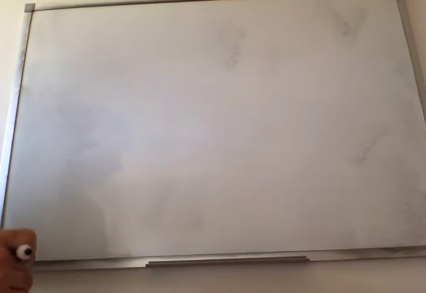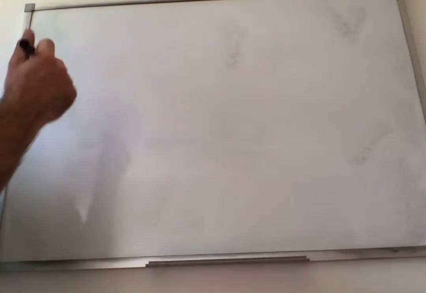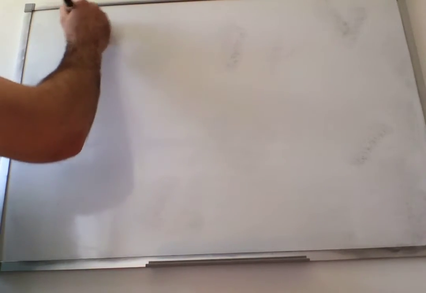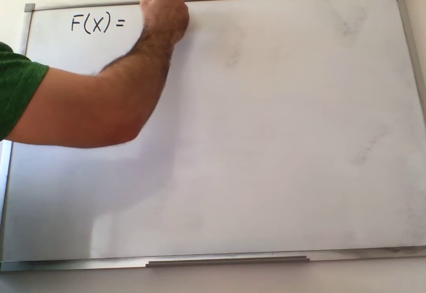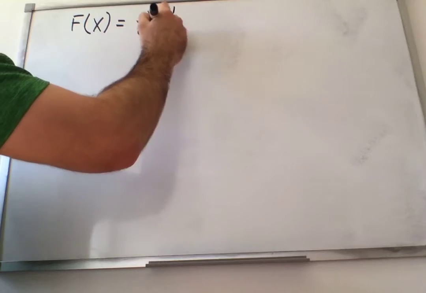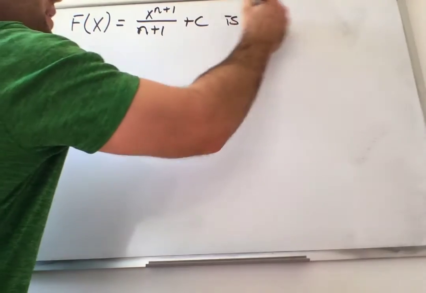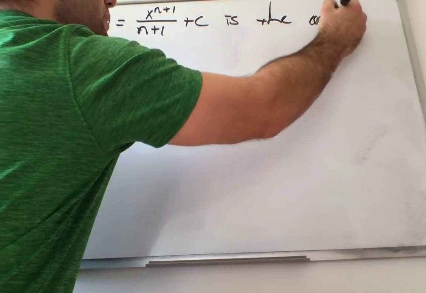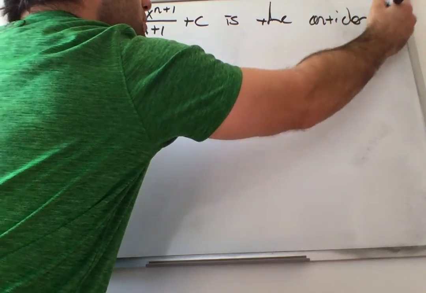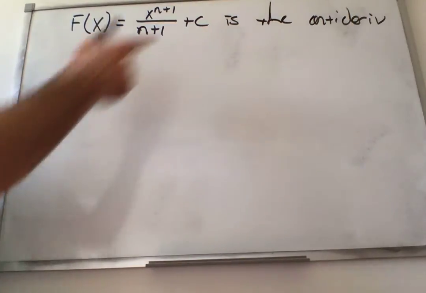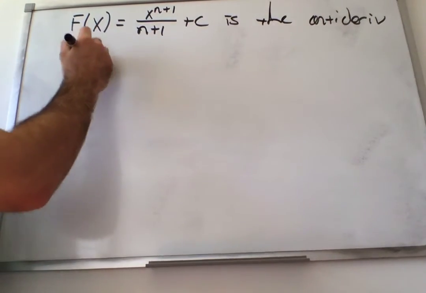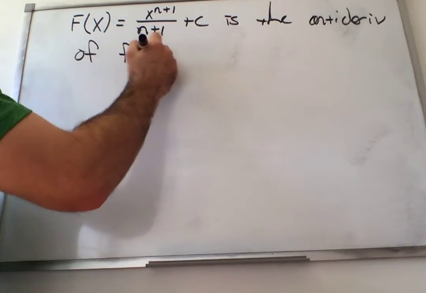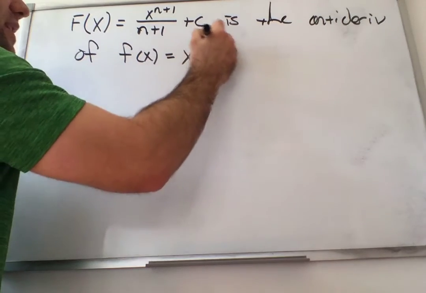You got to be a little careful. So, big F of x equals x to the n plus 1 divided by n plus 1, plus c, is the antiderivative of f of x equals x to the n. Save me some time, I was running out of room.